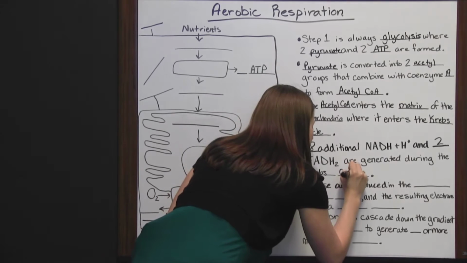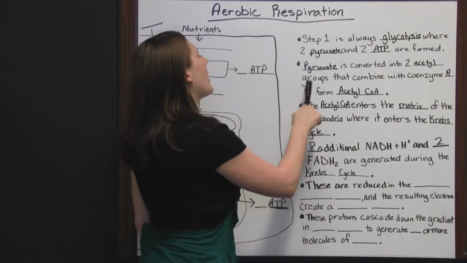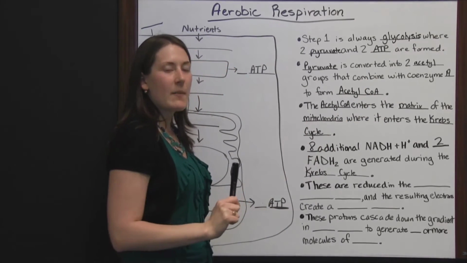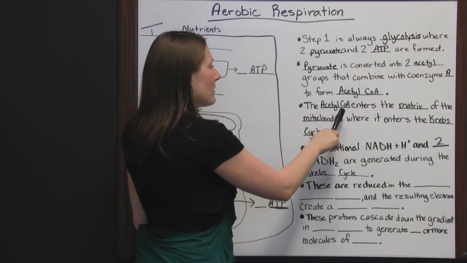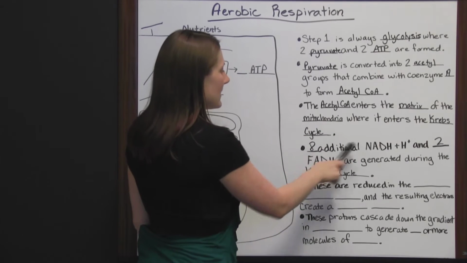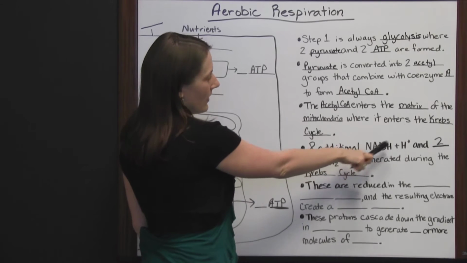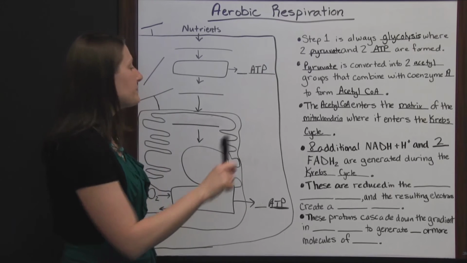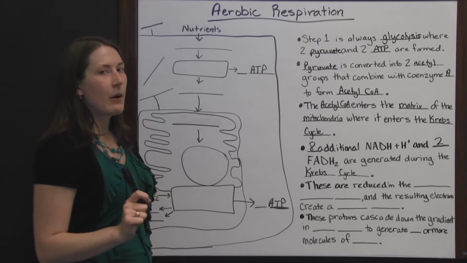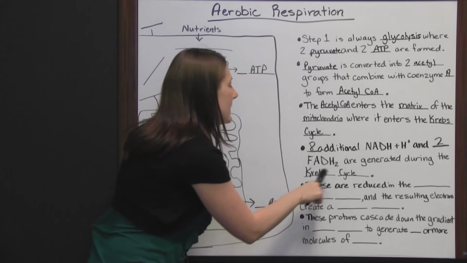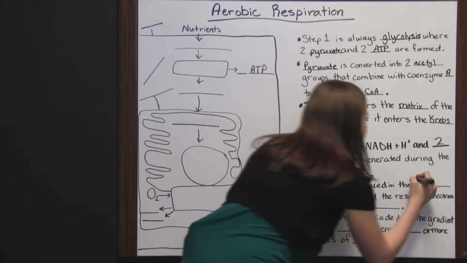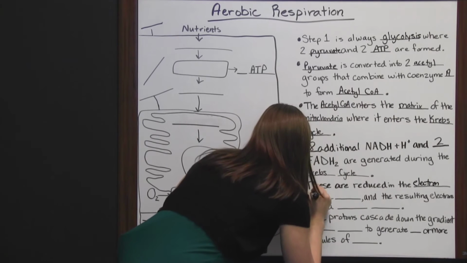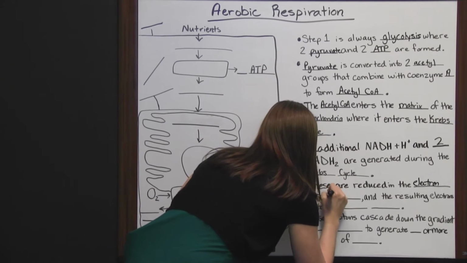So we've broken down our pyruvate into 2 acetyl groups, combined them with coenzyme A. We've turned that acetyl-CoA through the Krebs cycle into these 8 additional NADH hydrogen-rich molecules and the 2 FADH molecules. And now we're going to keep moving them. And in the next step, these are reduced. That's going to be in the electron transport chain, still in the mitochondria.